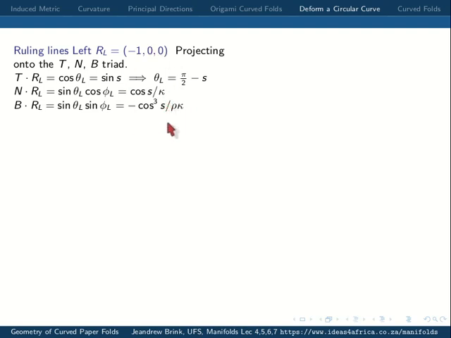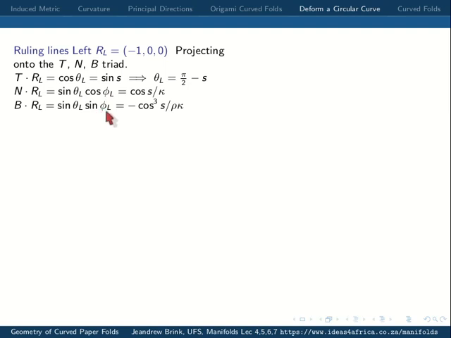So you have expressions for cos theta L in terms of S, which gives you theta in terms of S. You have an expression for cos phi L in terms of S, and you have an expression for sine phi L in terms of S.